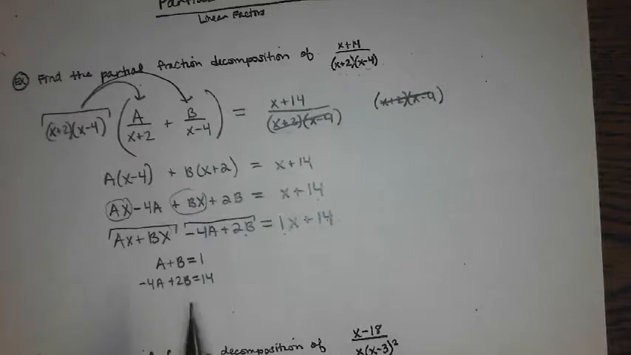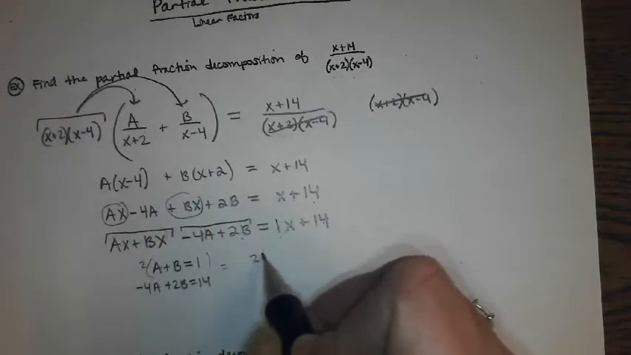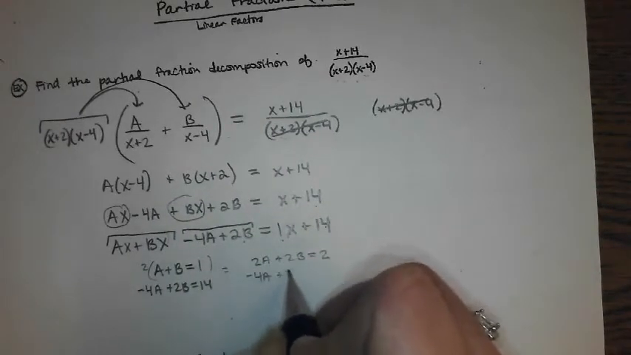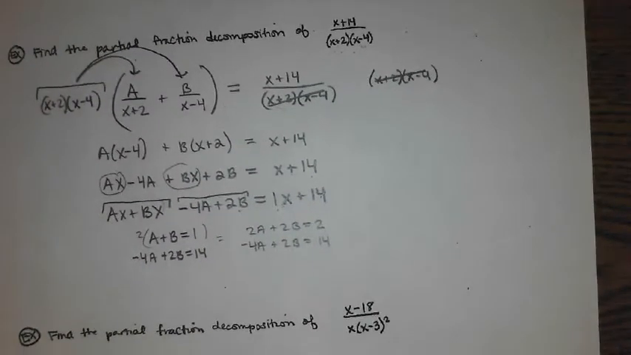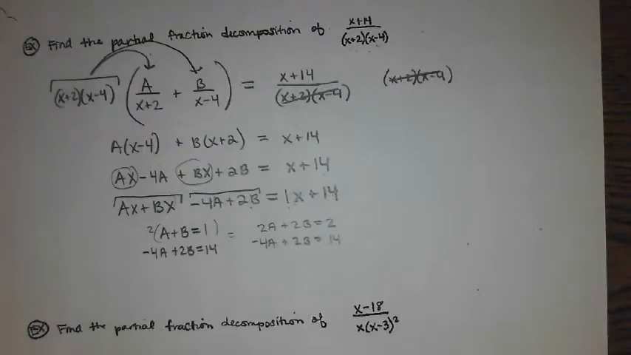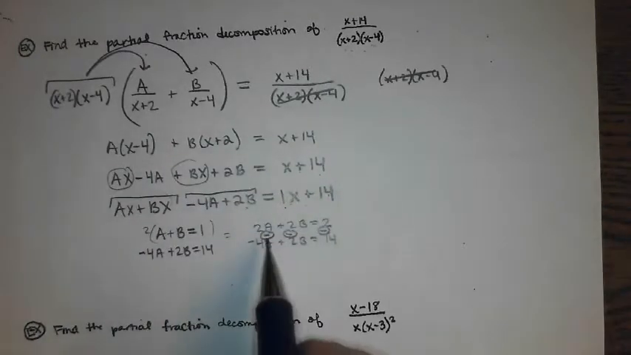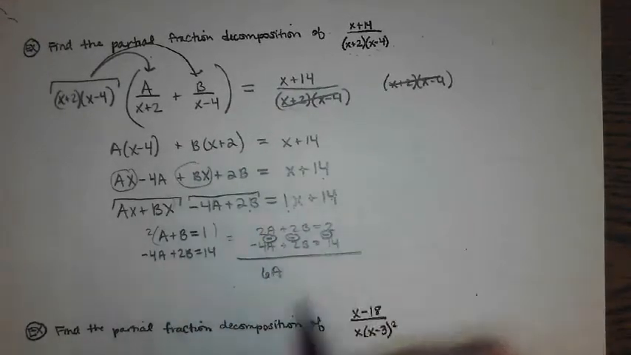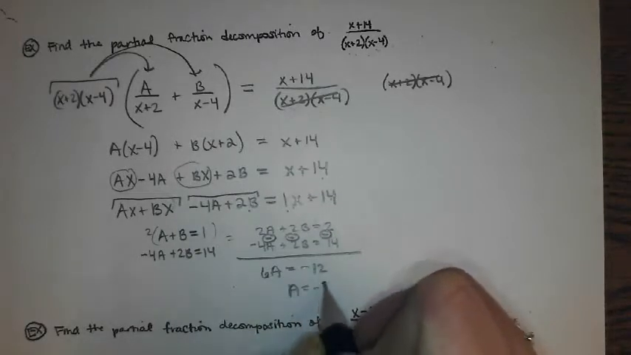So we need a multiplier of 2 up top. I'm just going to get rid of my B's. So 2A plus 2B equals 2. Negative 4A plus 2B equals 14. Add or subtract? Good. Two B's both have the same sign, so same sign, subtract. Be careful on your first term, the double sign. 2 minus negative 4 is 6A. 2 minus 14, negative 12. So A equals negative 2.